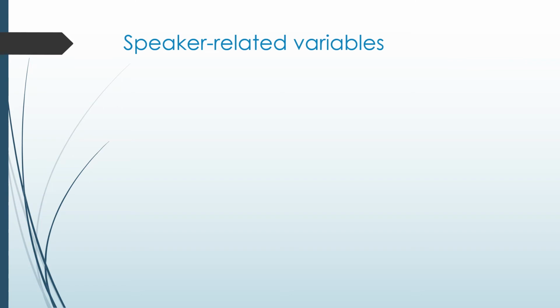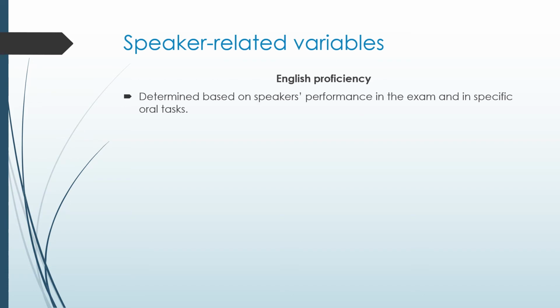Now let's talk about the variables taken into attention here. Speaker-related variables are probably the most interesting ones. One of the things they looked at was English proficiency. So English proficiency was determined based on speakers' performance in the general English speaking exam, and in specific oral tasks.